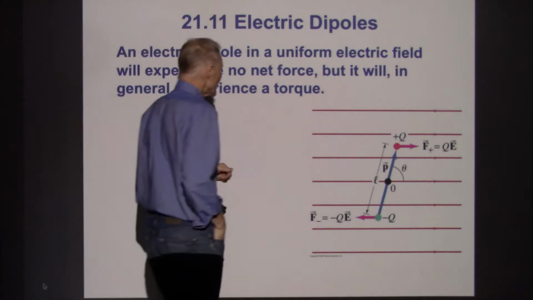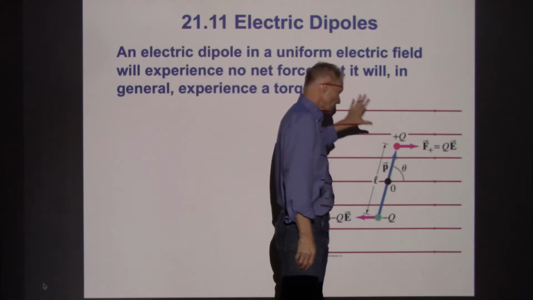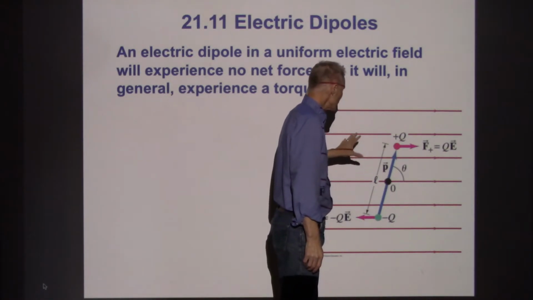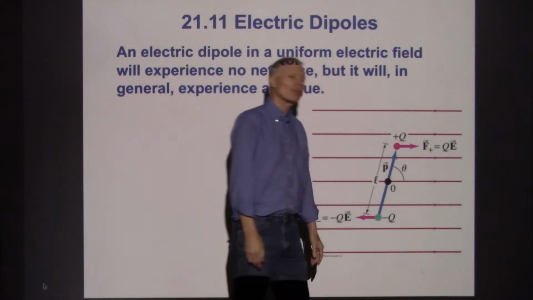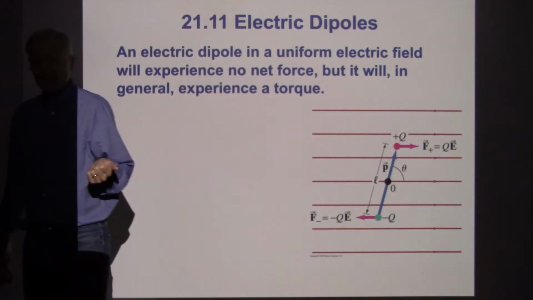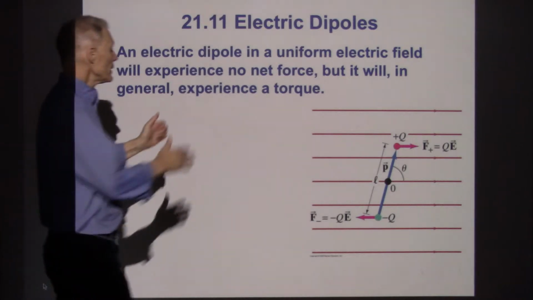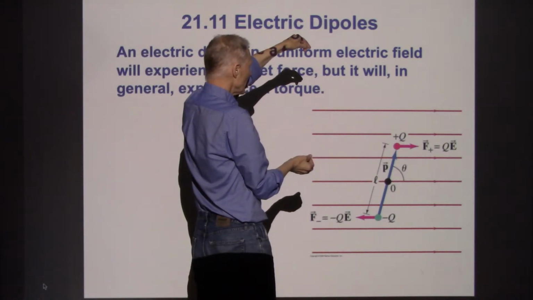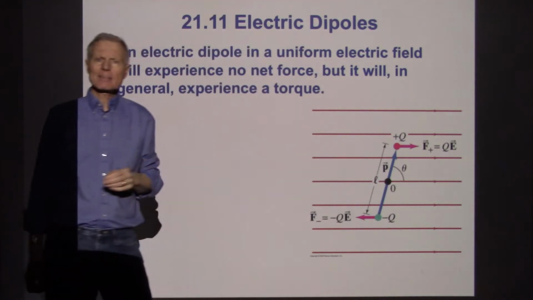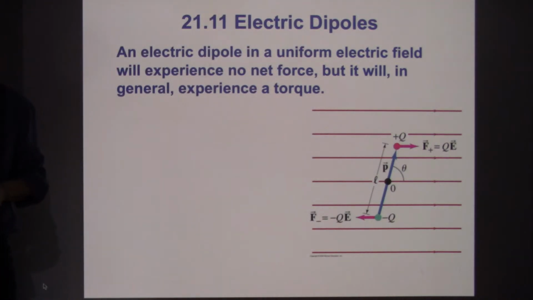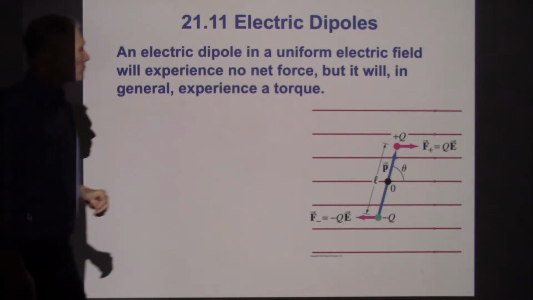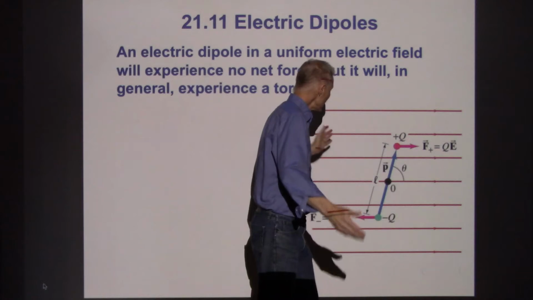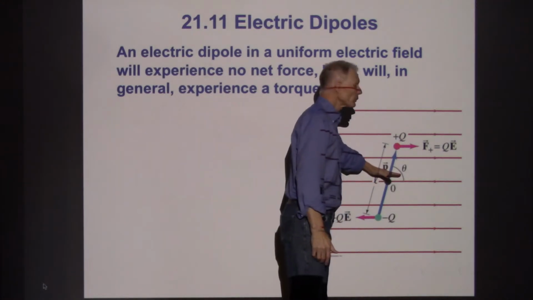What we can do is show that there's a certain amount of torque going on here, and the torque is going to vary with angle theta. When theta is equal to 90 degrees, when the dipole is oriented perpendicular to the electric field, that's going to be maximum torque. That's when the forces are really trying to rotate this. What would happen if theta becomes 0? Well, if theta becomes 0, then the torque goes away.